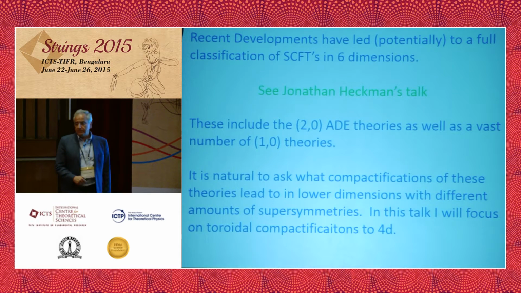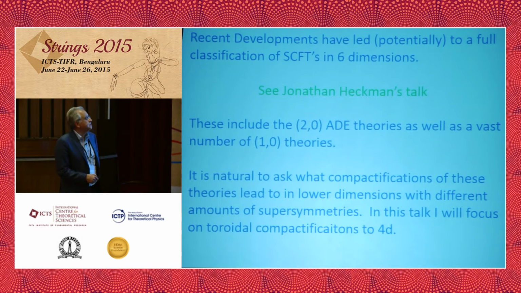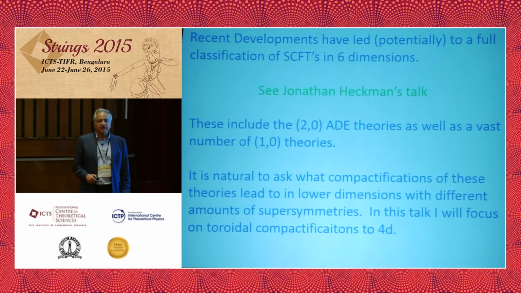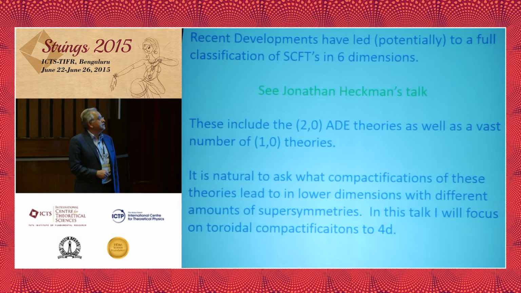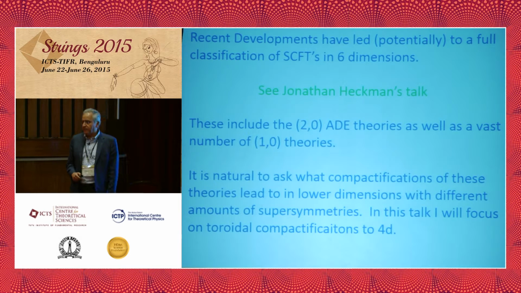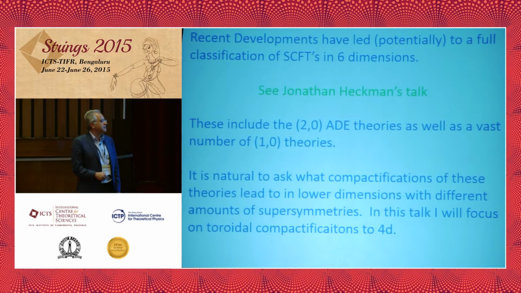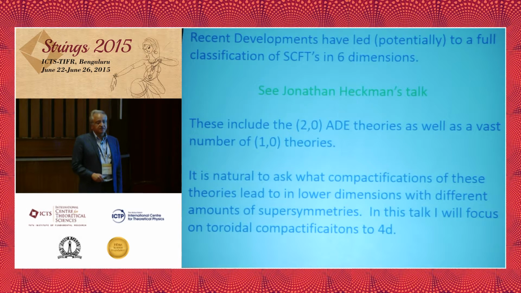And perhaps I should start by saying that the recent developments in the context of studying 6D conformal theories have led to a potential classification of all theories with 6D superconformal invariance. And this is something that Jonathan Heckman will talk about in the next talk. So this is a large class that, of course, includes the (2,0) theories, the very well studied, even still enigmatic ADE (2,0) theories. But in particular, it also includes a vast number of additional (1,0) theories.